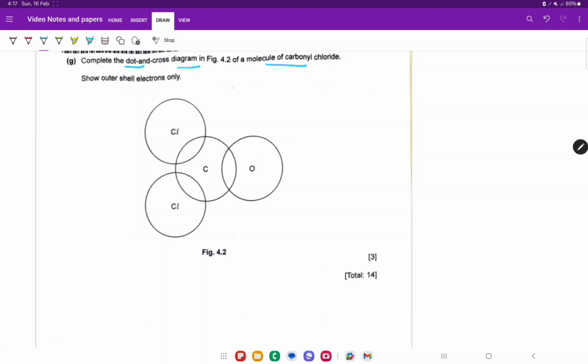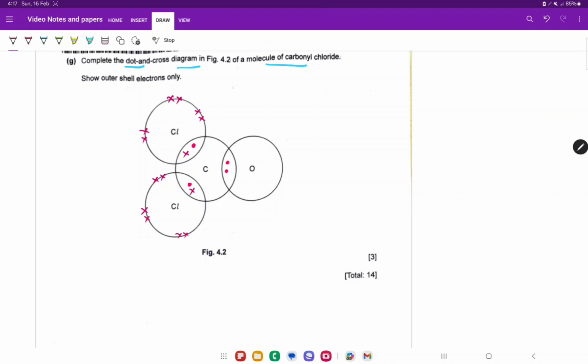Now carbon has 4 outermost shell electrons. Out of this, one it is forming a bond with chlorine, it is forming a double bond with oxygen, and one it is sharing with this chlorine. Chlorine has 7 electrons in the outermost shell, 1 it is sharing with carbon, and 6 will be here: 1, 2, 3, 4, 5 and 6. These are for this chlorine. Similarly, 1, 2, 3, 4, 5, 6 for this chlorine, and 1 it is shared.